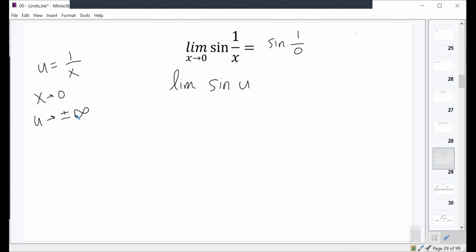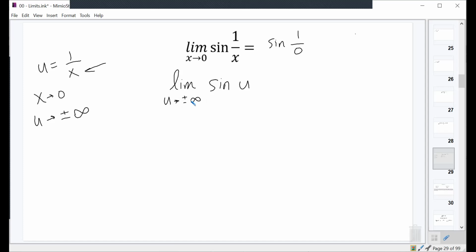If x is approaching 0 from the right-hand side, then these values of x are always positive, so we get a really big positive. And if x is approaching 0 from the left-hand side, from negative numbers, then 1 divided by a negative gives you a very large negative number. So even though this isn't really great notation, we're just going to say this is what's happening as u approaches either positive or negative infinity of sine.